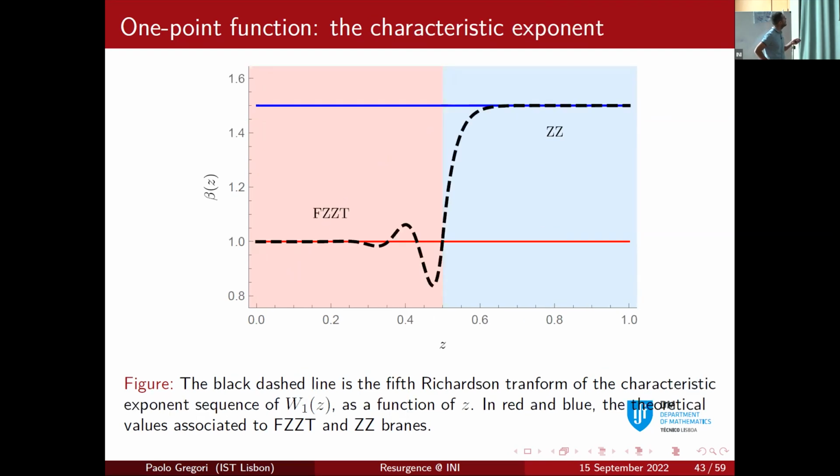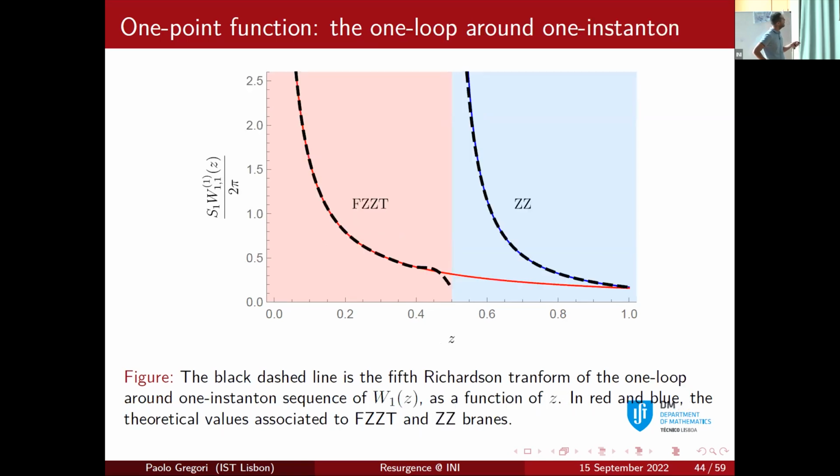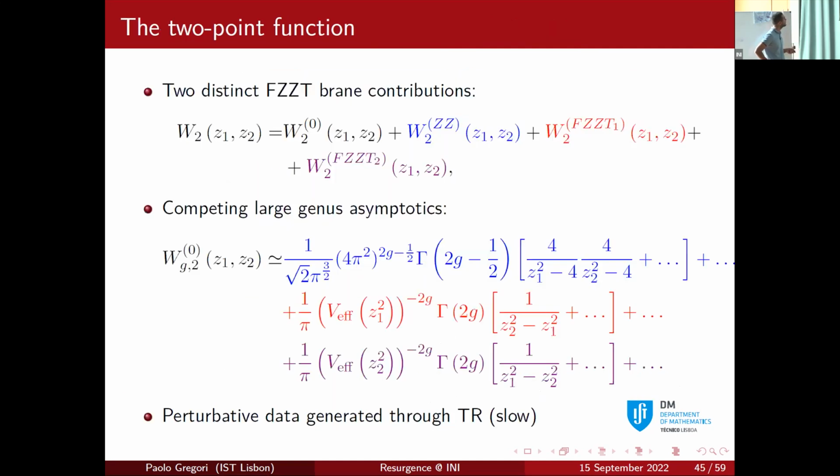A very similar story for the characteristic exponent. Here, both are constants, but the numerical result jumps from one constant to the other. So it's 1 for the FZZT and 3/2 for the ZZ brane. One more plot: the one loop around one instanton for the one-point function. Same story. At first, the numerical data agrees with the FZZT, and then it jumps to the ZZ prediction, which are non-trivial functions in principle. So it's really nice to see it happening with so few data.